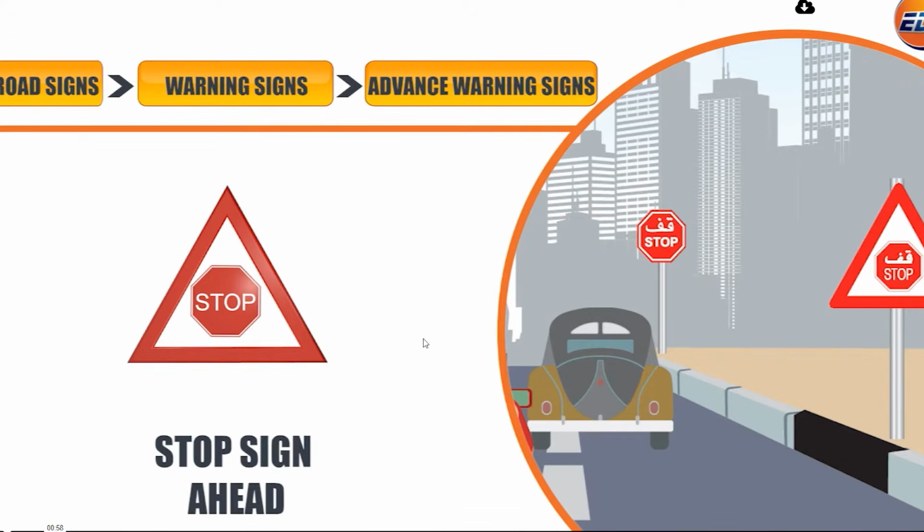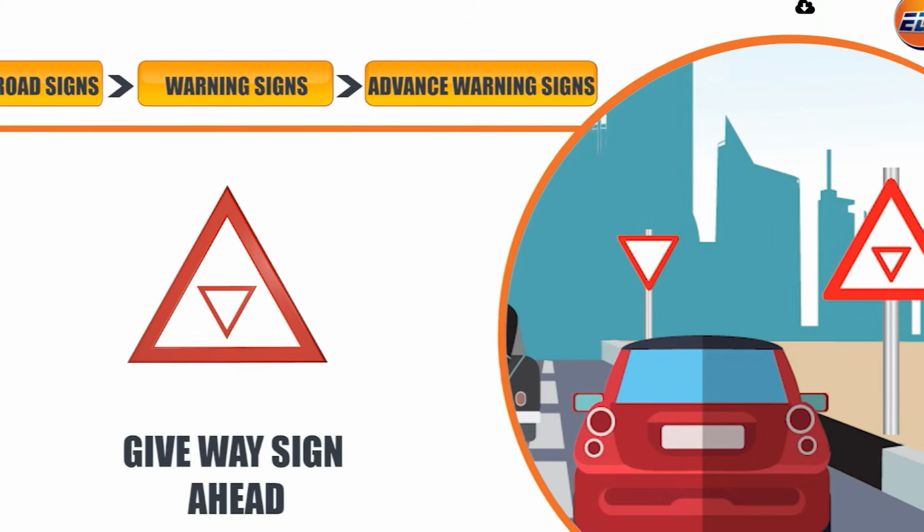Stop sign ahead. This sign indicates that there is a stop sign ahead. This sign is also used before turns to warn drivers that there is a stop sign ahead. Motorists must stop as the view might be obstructed.